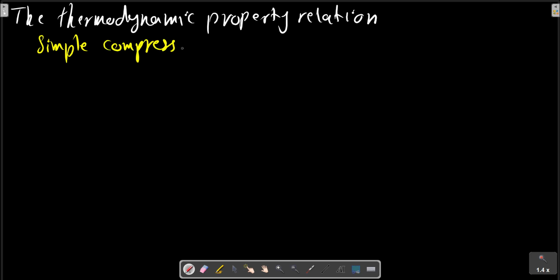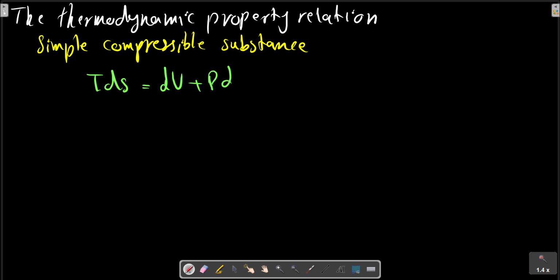For a simple compressible substance, we have these relations: TdS = dU + PdV, and TdS = dH - VdP.